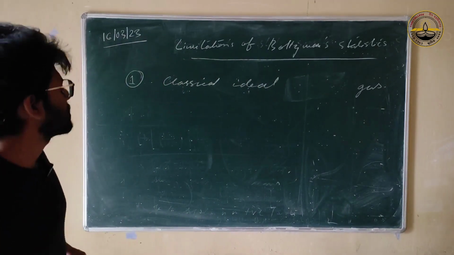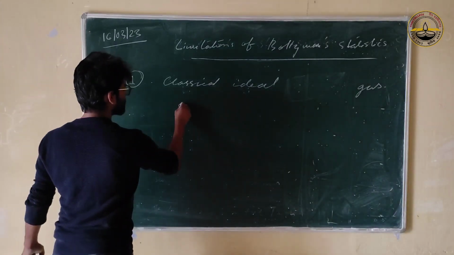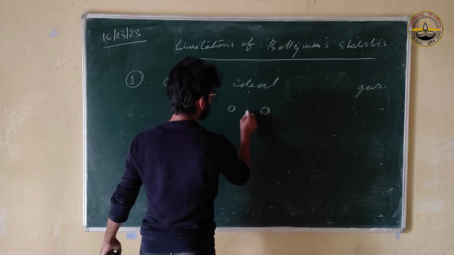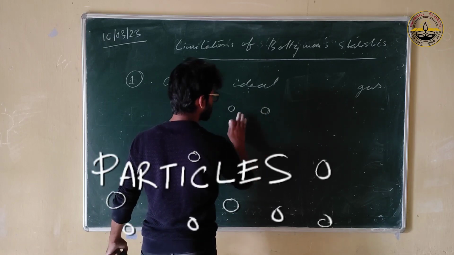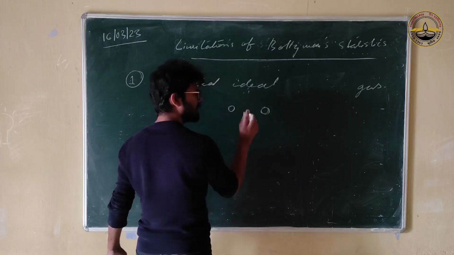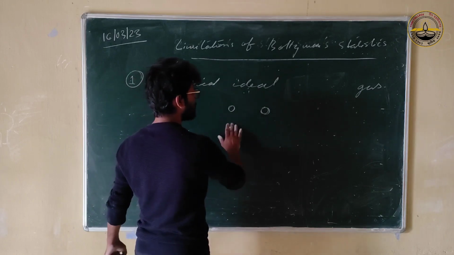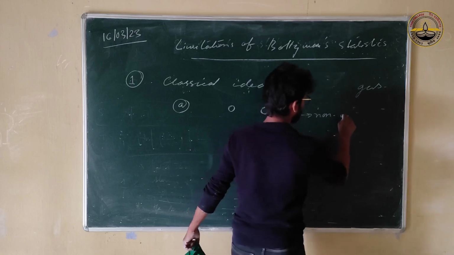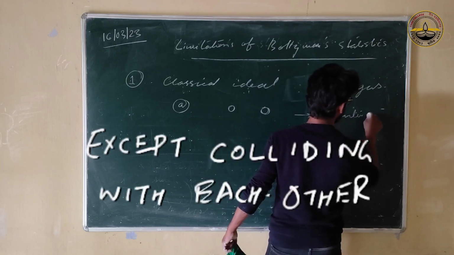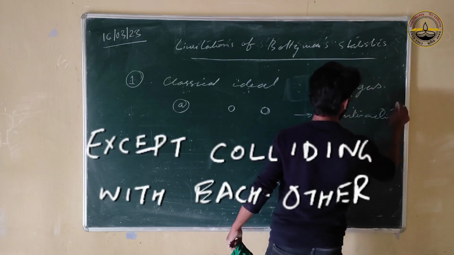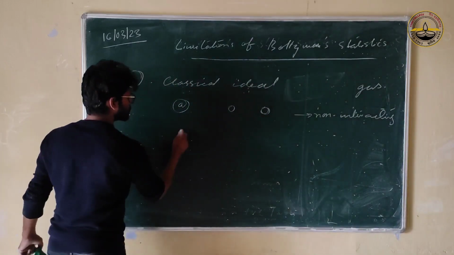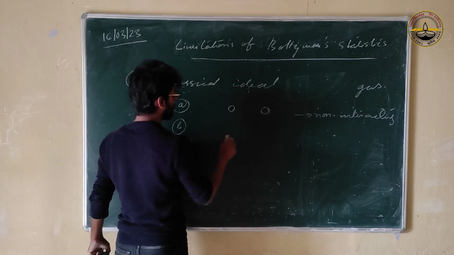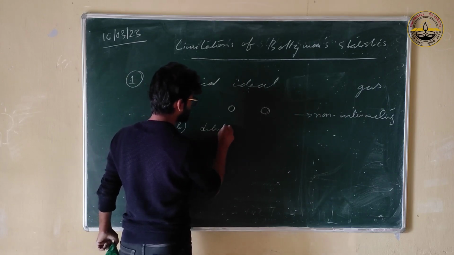Classical ideal gas. What that means is that they do not interact. So they do not interact. They're like balls. So they are not interacting with each other. Non-interacting. They're far apart. So dilute gas.